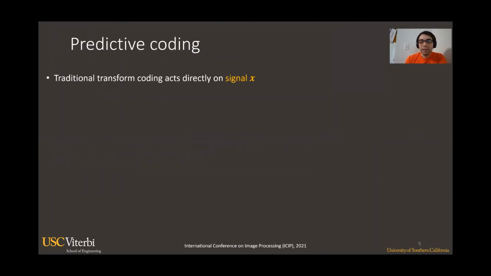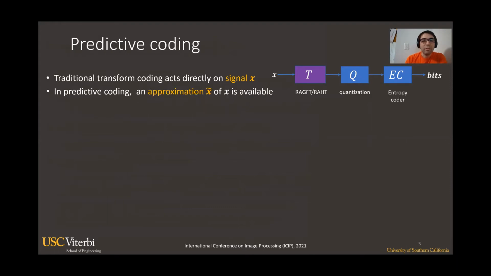Predictive coding is what I'm going to talk about next. So in traditional transform coding, you take a signal, you apply a transform, then you do quantization and then entropy coding. In predictive coding, you have an approximation of your signal that we call X tilde. And then instead of transforming X, you transform the prediction error, or the residual, delta. And then you apply a traditional transform coding approach on this residual. And if your prediction is good enough, then it has been shown that you can obtain very large gains.